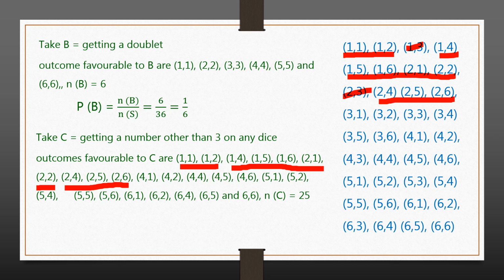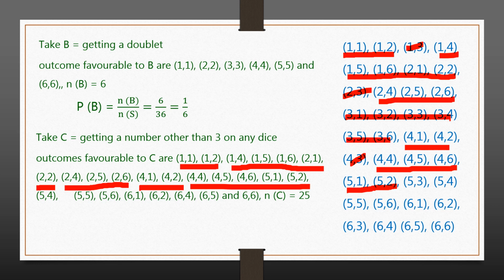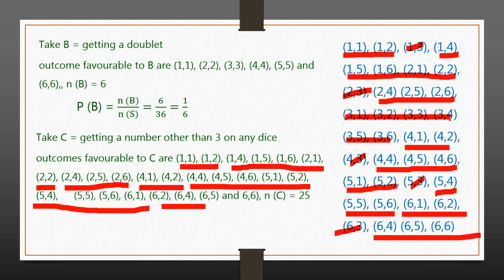Now 3 1, 3 2, 3 3, 3 4, 3 5, 3 6. In all these 6 outcomes, 3 is there on the first die. You should not take them. They are not favorable to C. Now 4 1, 4 2 are favorable to C as there is no 3 on any dice. Now again 4 3 is not favorable to C as 3 is there on the second dice. 4 4, 4 5, 4 6, 5 1, 5 2 are favorable to C. Now 5 3 is not favorable to C as 3 is there on the second dice. 5 4, 5 5, 5 6, 6 1, 6 2 are favorable to C. Now 6 3 is not favorable. 6 4, 6 5, 6 6 are favorable to C.